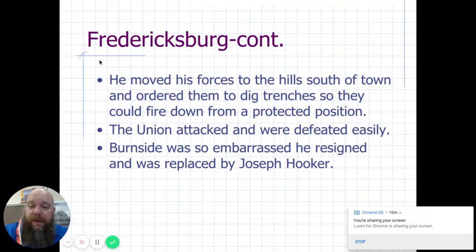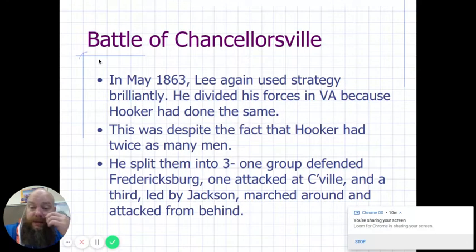So Burnside got destroyed, and he quit. He was so embarrassed. He was replaced by Joseph Hooker. Your question was to ask you for 4 men that led the army. I'm sorry, I asked you for 5 men that led the army. There are really only 4 in this section. The 5th one is coming up in the next section, and that's Ulysses S. Grant.